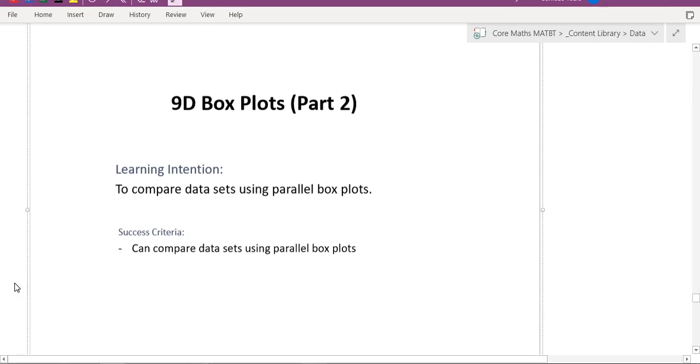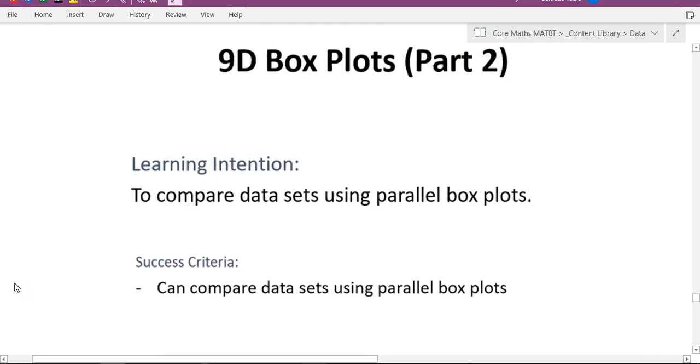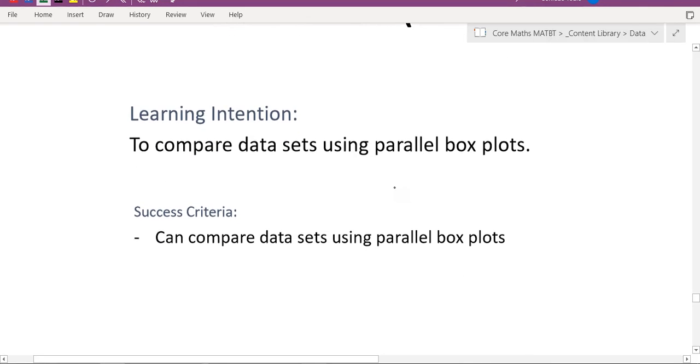Okay, part 2 of our box plots now includes, as our learning intention, comparing data sets. You're going to compare data. And when it comes to comparing, all you're really talking about is the differences and the similarities between both box plots. You can have 2 box plots, one on top of the other, and you're just going to tell me what's the same and what's different. As a success criteria, you're going to be able to compare parallel box plots. Parallel just means one box plot on top of the other. So 2 box plots. Sometimes you might even have 3 box plots.